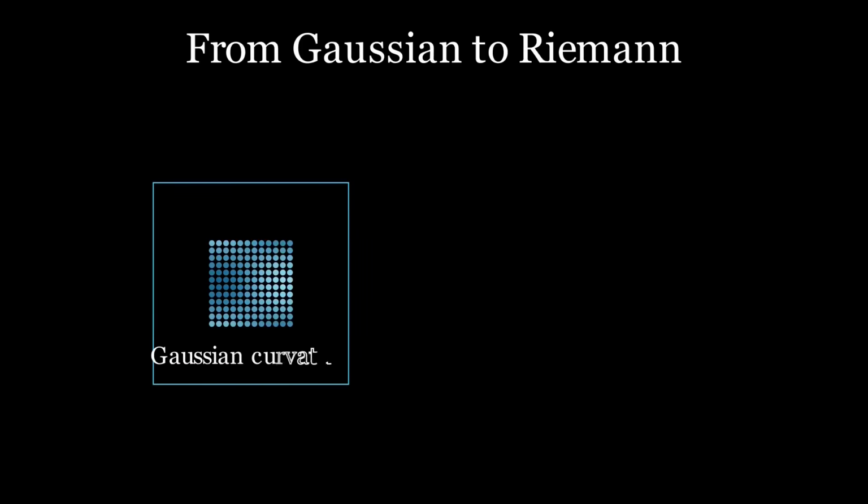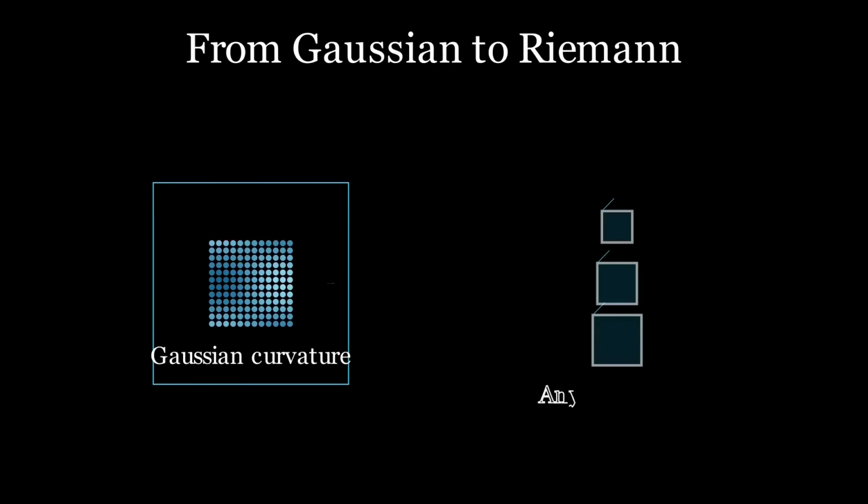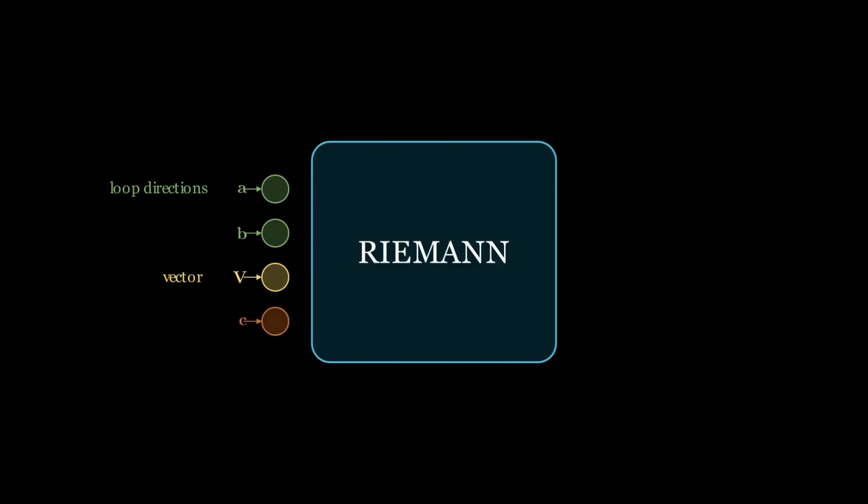From Gaussian to Riemann. We've seen how Gaussian curvature beautifully describes curved surfaces in 2 dimensions, but our universe isn't confined to surfaces. We need a tool that works in any dimension for any curved space. Enter the Riemann curvature tensor. Think of it as a machine. It takes 4 inputs, 2 directions that define a small loop, a vector to transport, and an output direction. What comes out? The change in your vector after going around that loop.